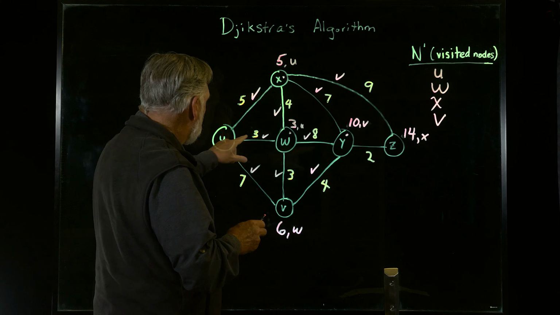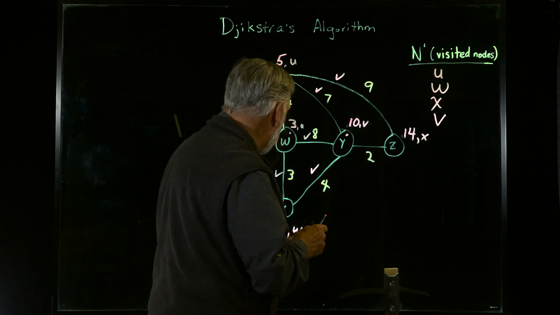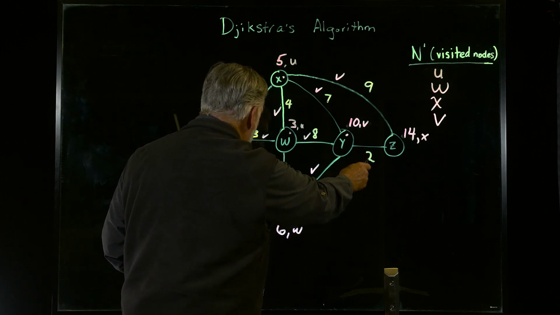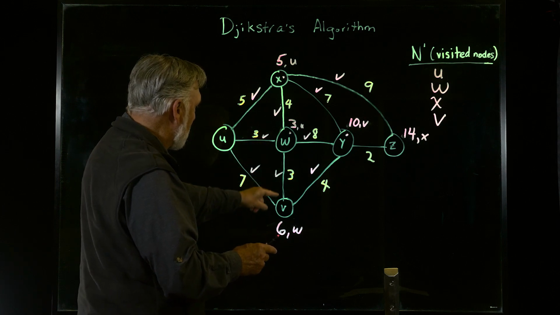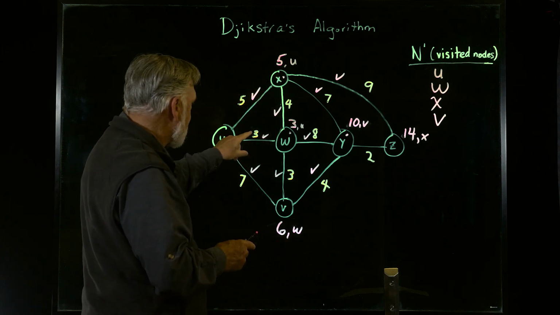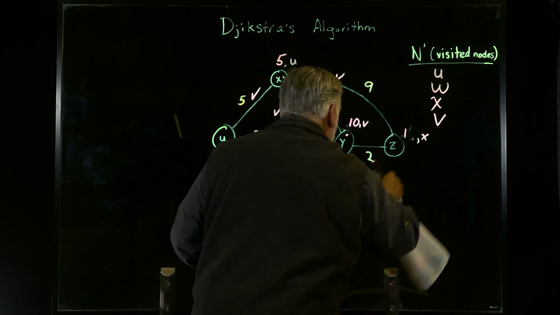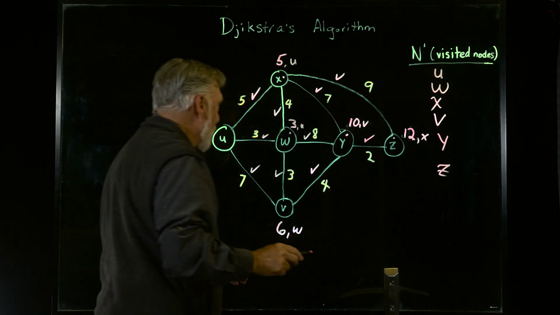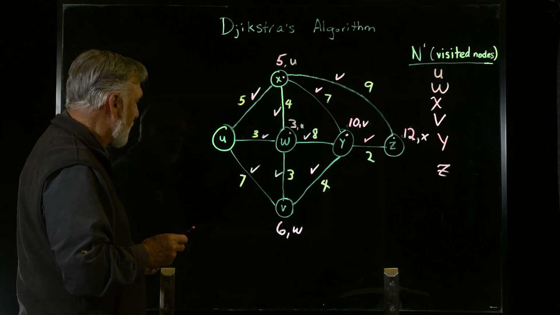So from U to Z through V, Y, and to Z would be a total of 7 plus 4 plus 2, or 13. But if we went from U to W to V to Y to Z, the total is 3 plus 3 plus 4 plus 2, which is 12. So we've now visited every node, and now we have the costs between the source and every node.